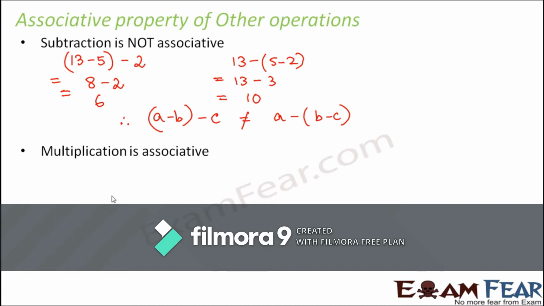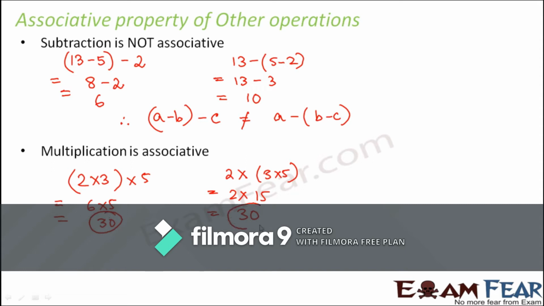Let's talk about multiplication. In multiplication again we see that it is associative. That means if we take something like this, (2 × 3) × 5, what do we get? 6 into 5, which is equal to 30. Now if the same thing we do it like this, 2 × (3 × 5), so 3 into 5 is 15. So 2 into 15 is 30. So we get the same result in both the cases. So this is one example.